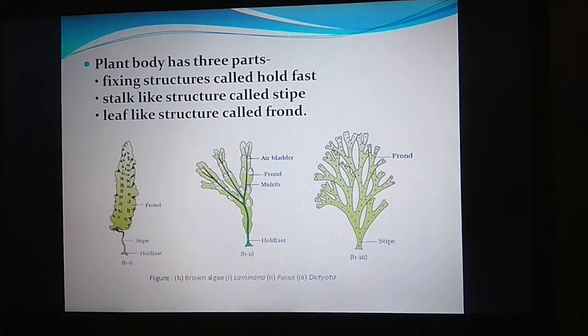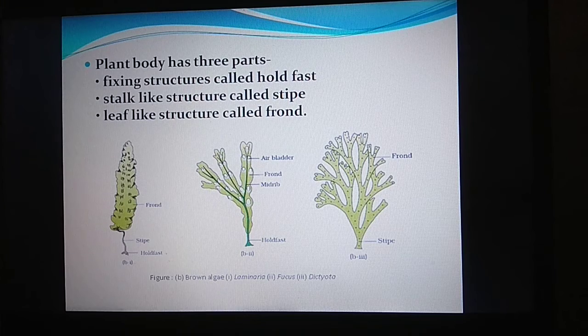So these were mainly the Phaeophyceae plants. Their body is generally divided into 3 parts. First is the fixing structure called the holdfast. As you can see also in the picture, this fixing substance is known as holdfast. Then we have the stalk-like structure called the stipe.